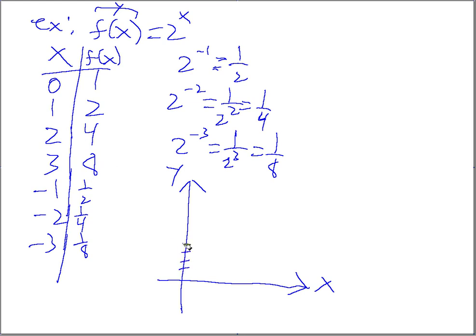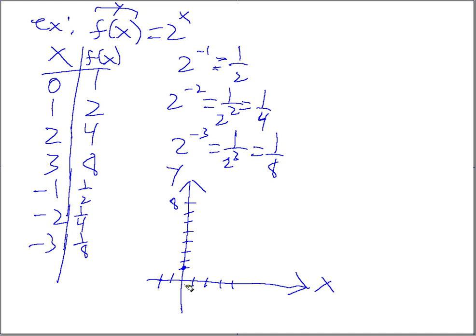1, 2, 3, 4, 5, 6, 7, 8. And then we did a few negatives as well. 1 and 2. I'll just go there. 1, 2, and 3. So 0, 1. So the y-intercept is going to be 0, 1.